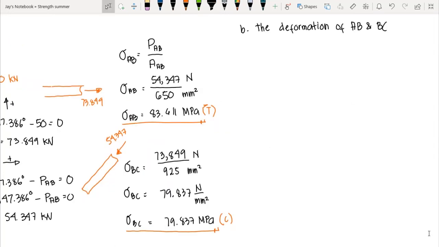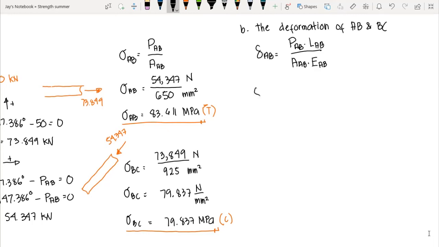Okay, then we have question letter B. We compute for the deformation of AB and BC. So we could have lengthening or shortening in member AB and BC, and we compute them individually. The first one, we are going to compute for the deformation of member AB. We have the formula again, that is the axial force AB times the length of AB over the area of AB times the modulus of elasticity of member AB.